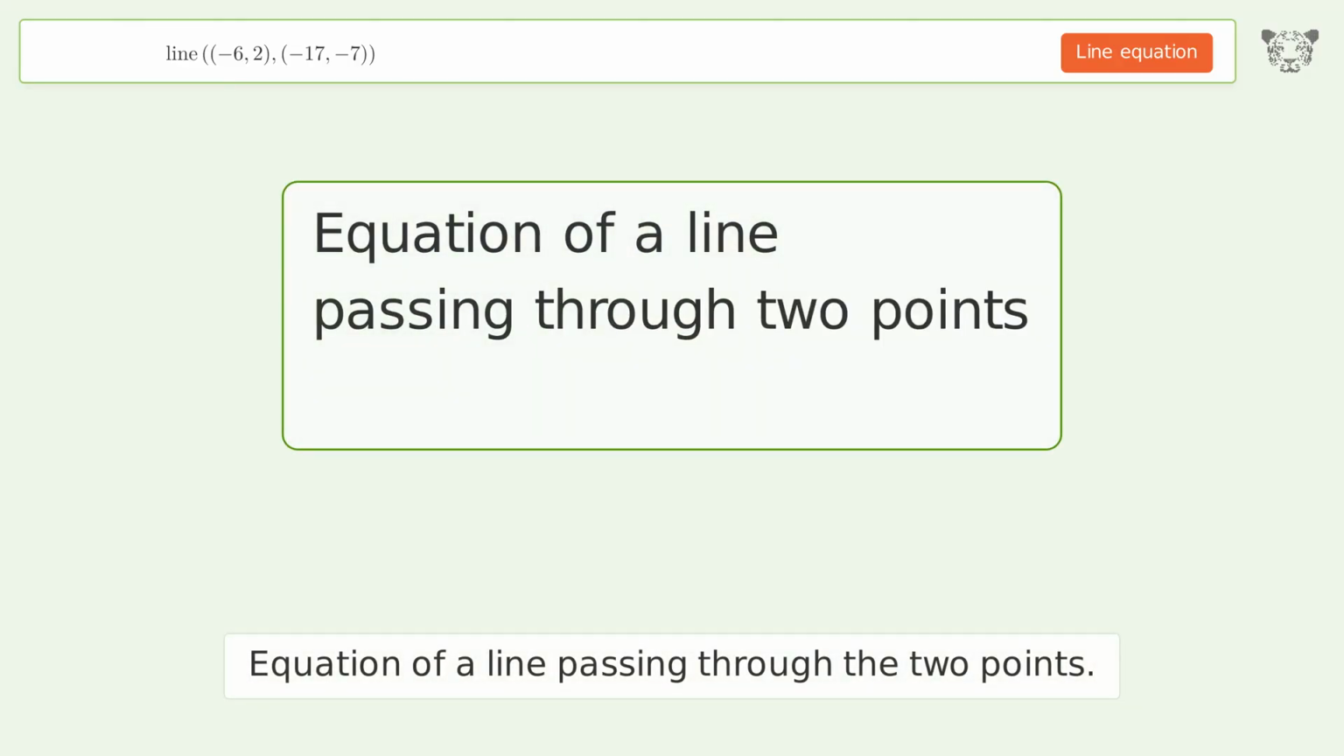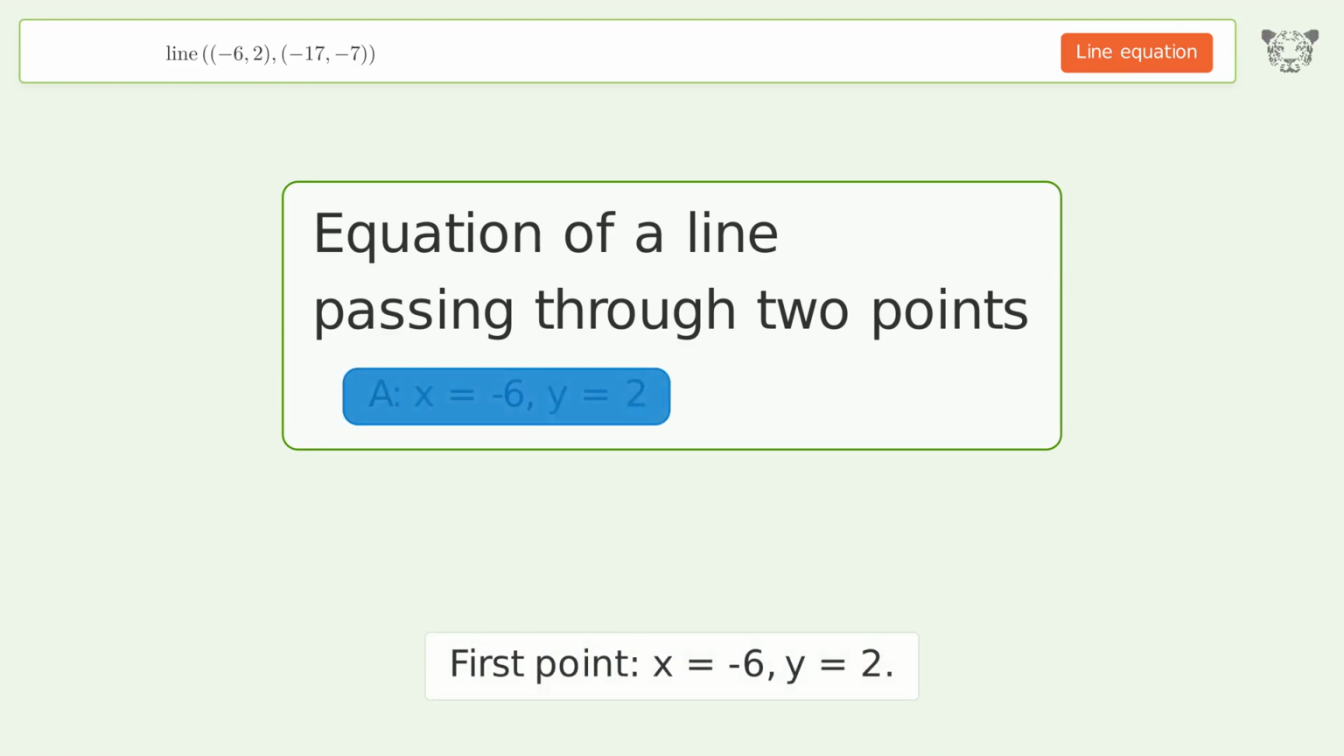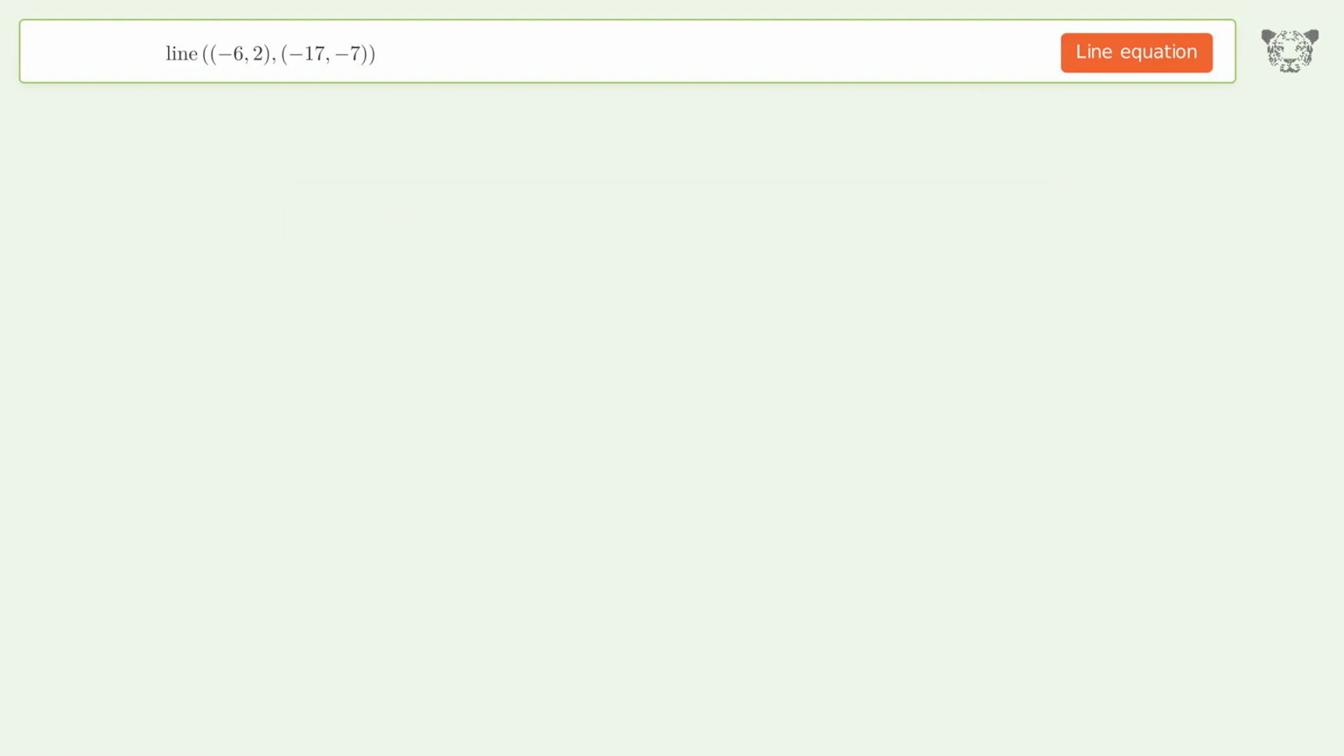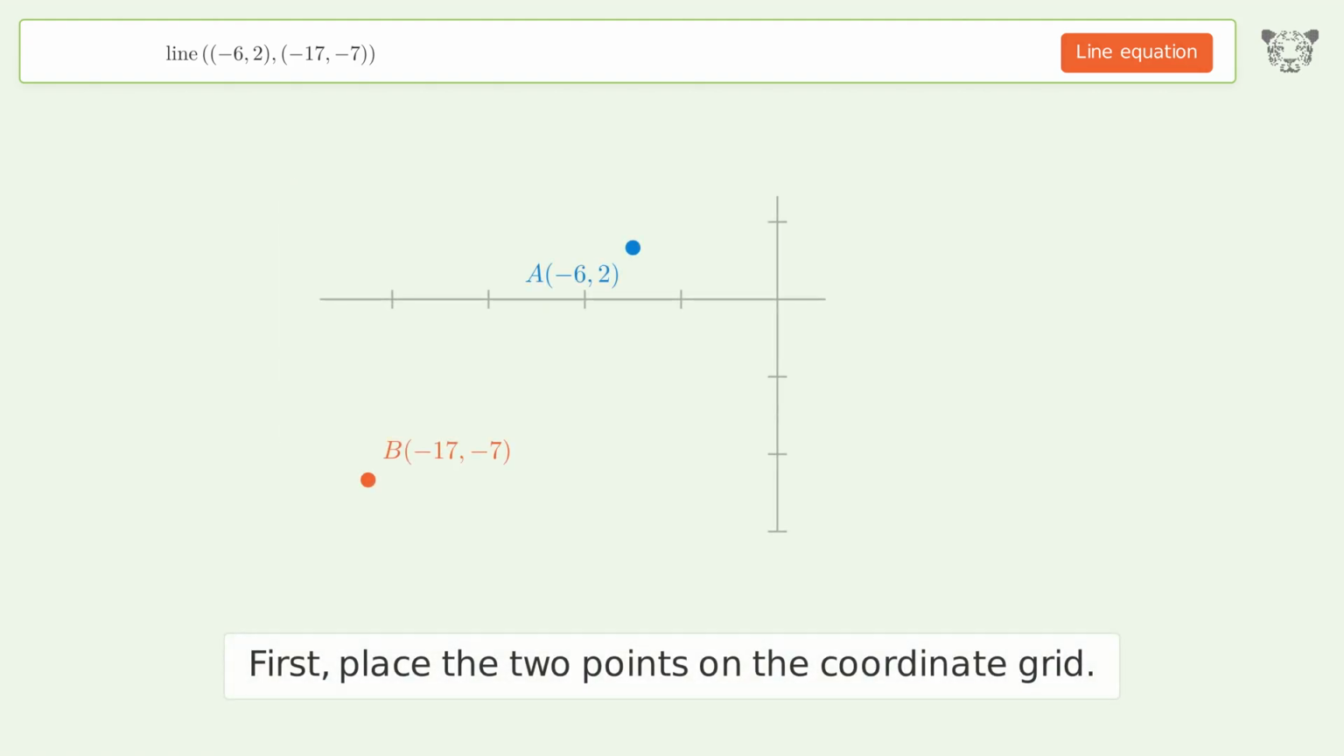Equation of a line passing through 2 points. The first point has x equals -6, and y equals 2. The second point has x equals -17, and y equals -7. First, place the 2 points on the coordinate grid.